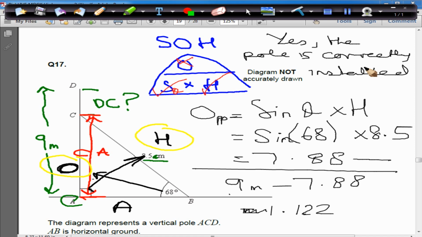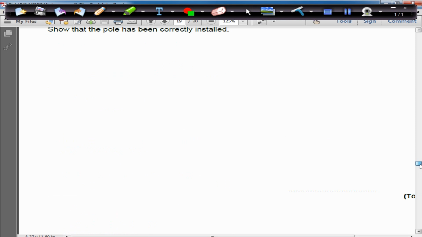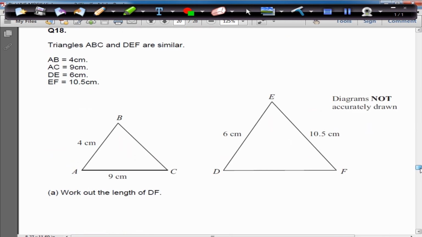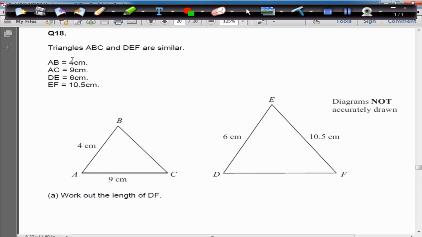Okay, let's move on to question number 18. Zishan, are you happy with what we're doing so far? Is it good? Right, I'm going to clear the page now, folks. Did you get that down? Idris, are you happy? Did you get that right? Okay, lovely. Right, question number 18.